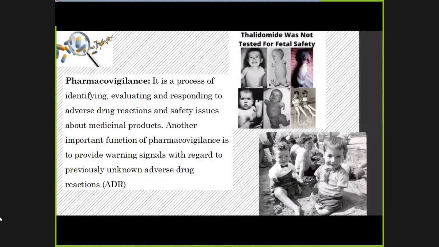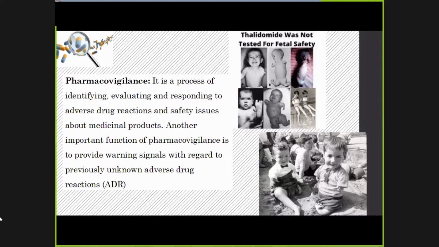Pharmacovigilance. The meaning of vigilance is to keep watch on something that may cause harm. So pharmacovigilance is to keep watch on the harmful or adverse effects of drugs. It is a process of identifying, evaluating, and responding to adverse drug reactions and safety issues about medical products. The important function of pharmacovigilance is to provide warning signals with regard to previously unknown adverse drug reactions.